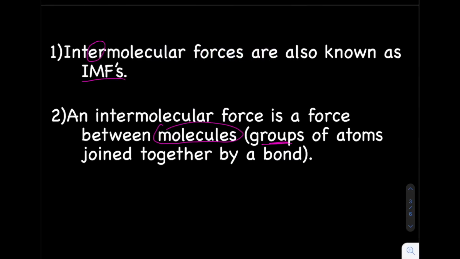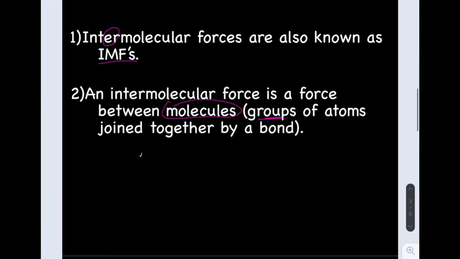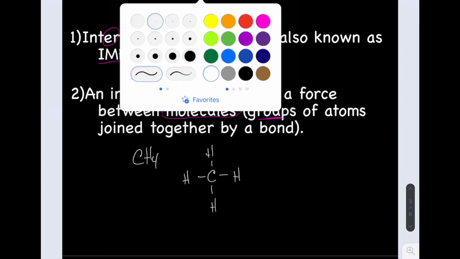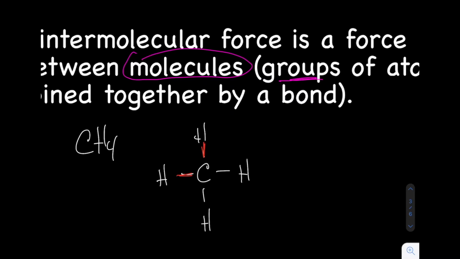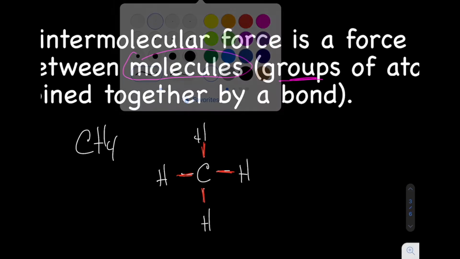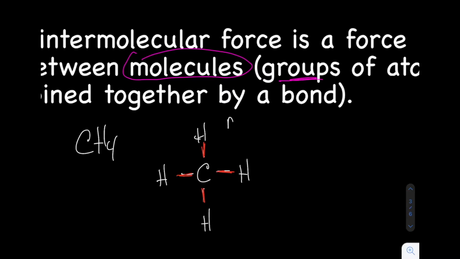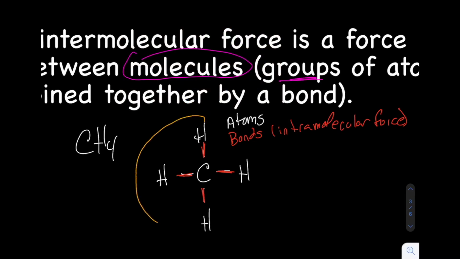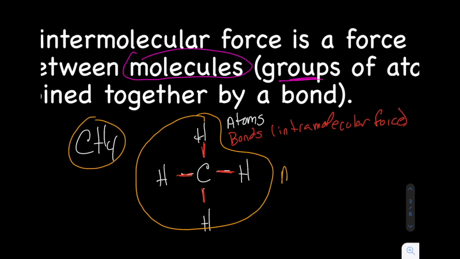So let me draw again my CH4. So if we have CH4 written as CH4, the C's and H's are the atoms. The red are the bonds, or the intramolecular force. And this whole thing together, that's a molecule. Okay, so there's some terminology for you.